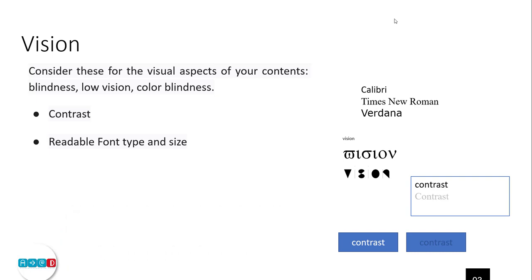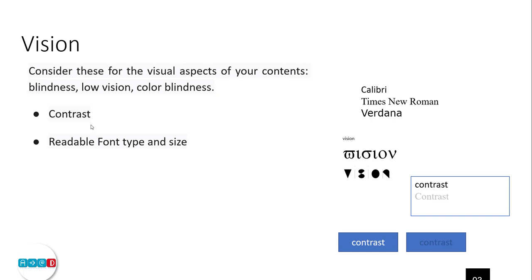So here we have the factors to consider when making your website accessible. Okay. So we have vision. So you have to consider vision, how people perceive your web services. Okay. So you have considered these for the visual aspect of your content. So we have blindness. Okay. So you have to consider persons who have some form of blindness. Okay. People who have some form of low vision, and then people with color blindness.